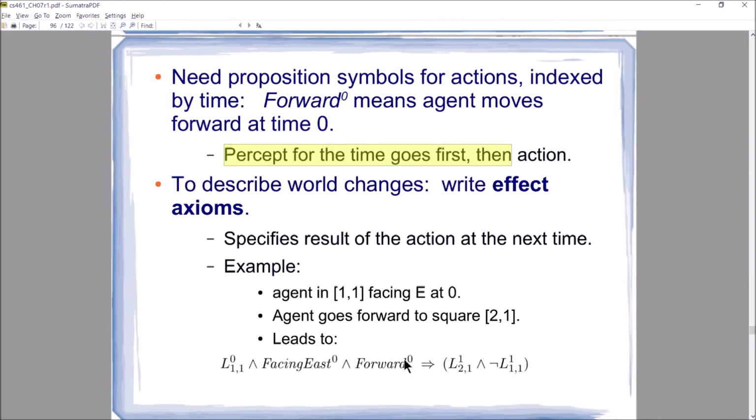Well, that's going to imply this conjunction right here, that the agent at second 1 is in square 2, 1 and not in square 1, 1 at that particular instance of time in the next second, in the next turn. That's going to be the result of that action, facing east, moving forward at square 1, 1 at time 0. Once that's complete, you're in time segment 1, the agent's now in 2, 1 and not in 1, 1 anymore.